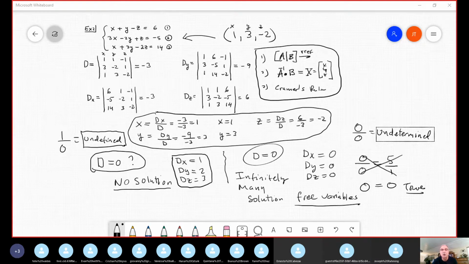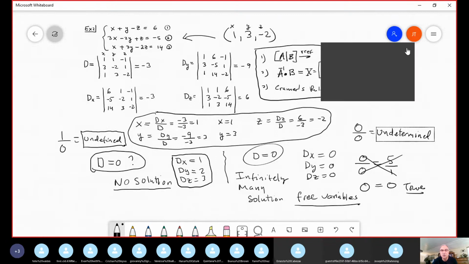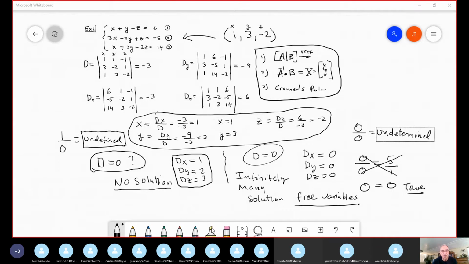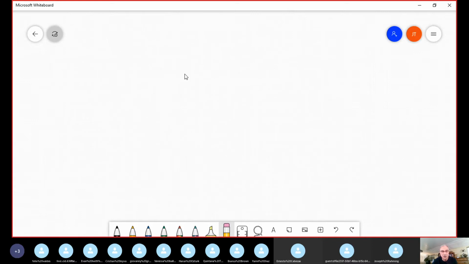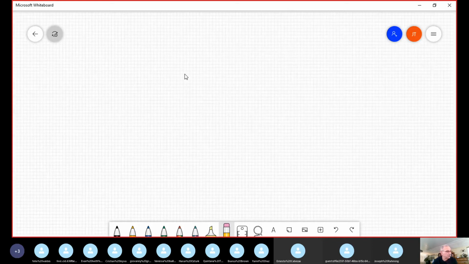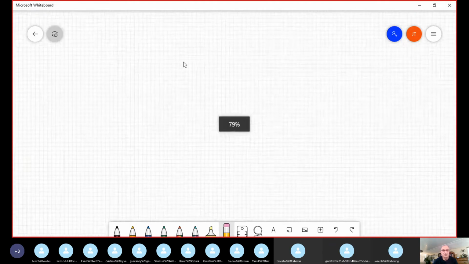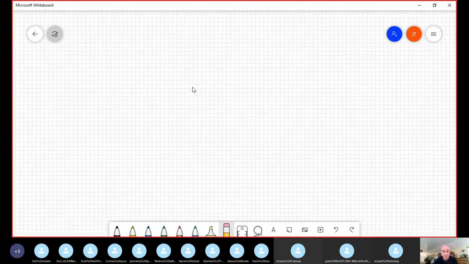Switch again to the whiteboard. Okay, let me erase the board, everything clear. Okay, I want to study, guys, some property. This is extremely important, and it's a little bit confusing, and it's a typical question on the test.